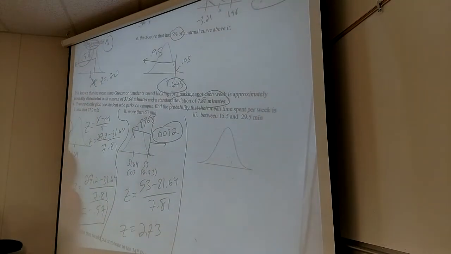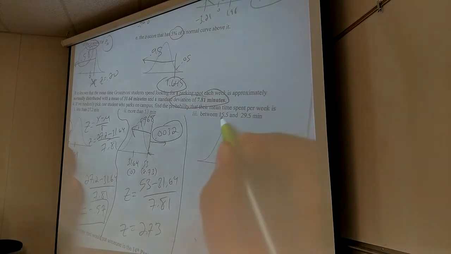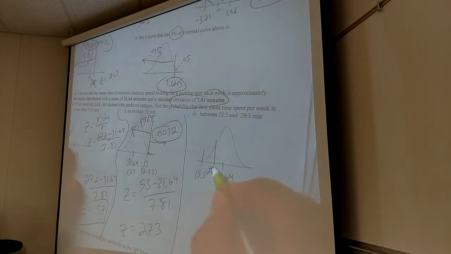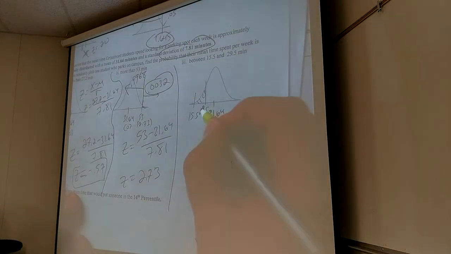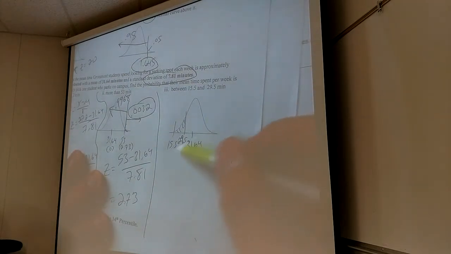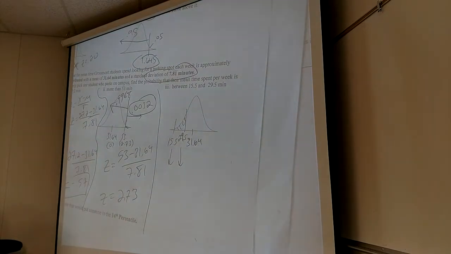All right, so what about this one? Again, the middle is 31.64. I want between 15.5 and 29.5. This is going to be a lot like this problem. The only difference right now is these are not z-scores. So the very first thing you do is convert each of those data points into z-scores. So go ahead and do that.